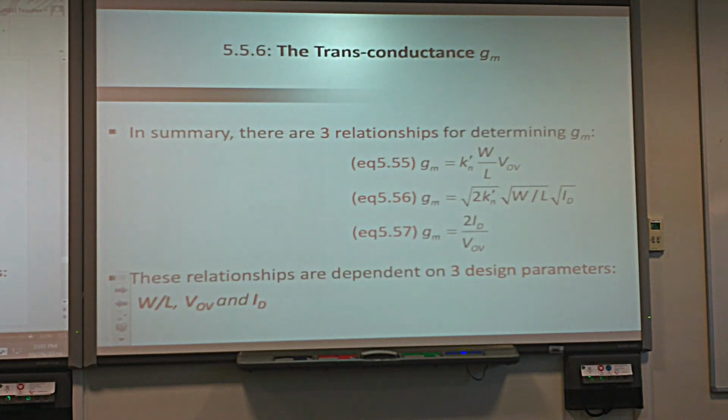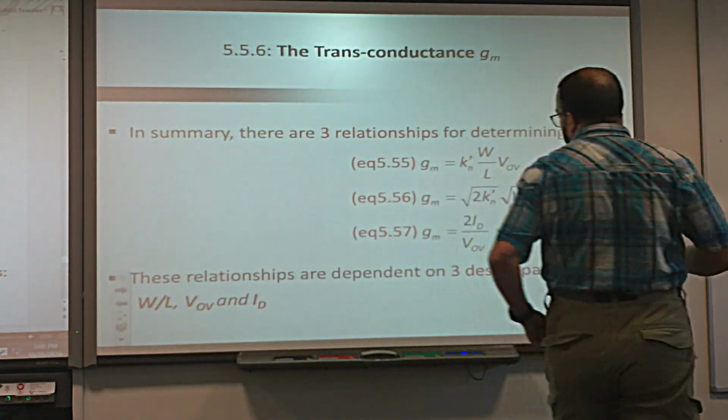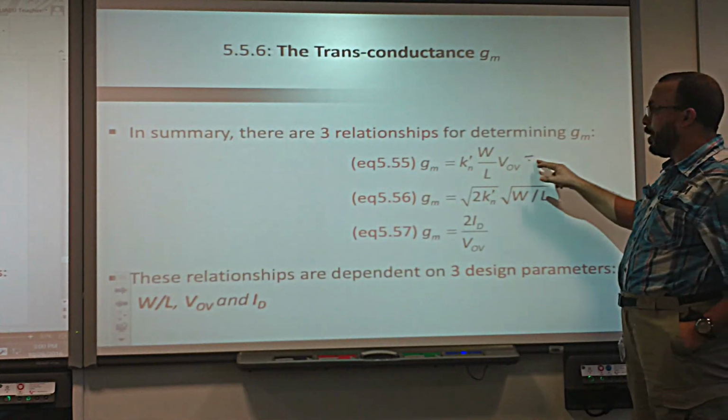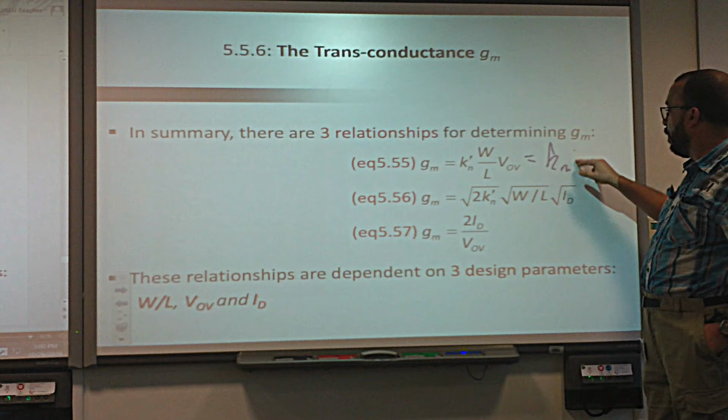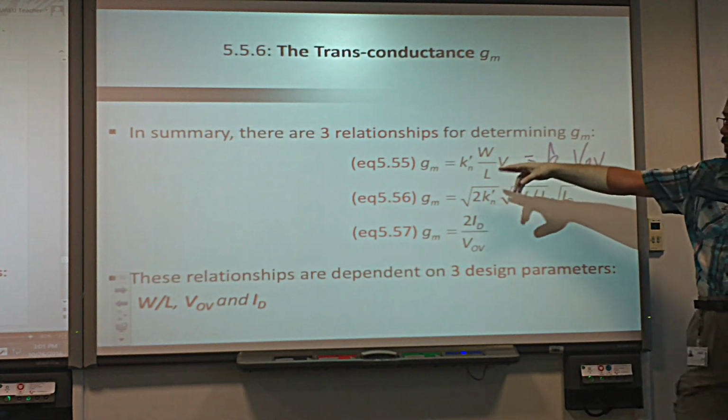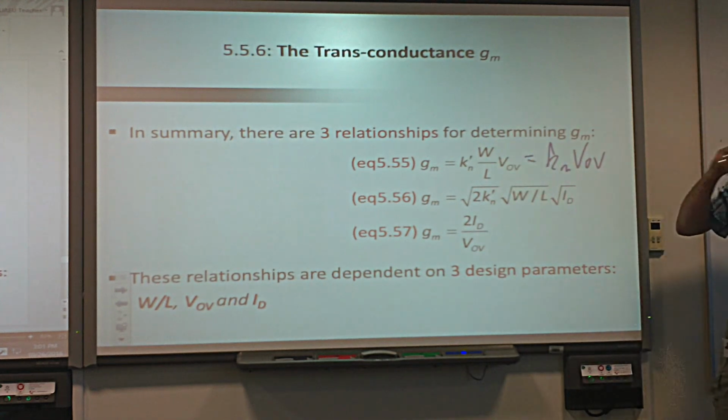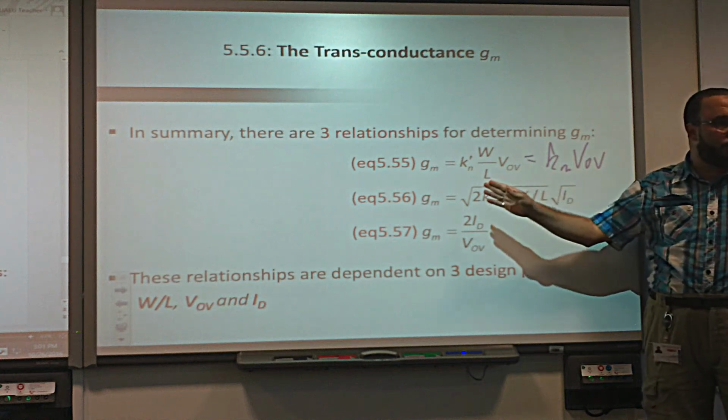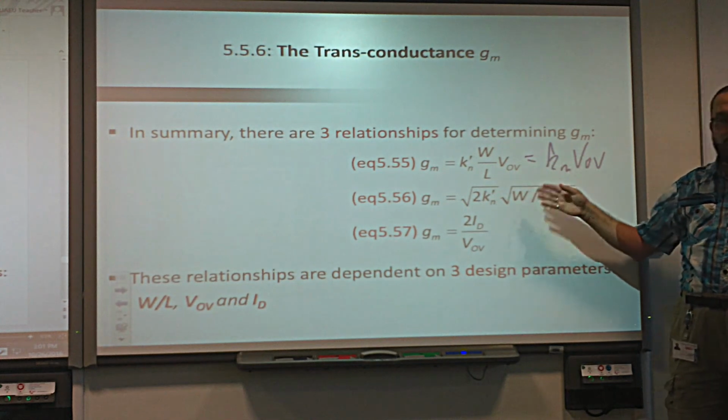Very good. Now we have 3 equations that are related to GM. So the first equation is what? It is Kn times V overdrive. Yes or no? Or Kn prime W over L times V overdrive. The other equation is the square root of 2 Kn prime W over L times ID.